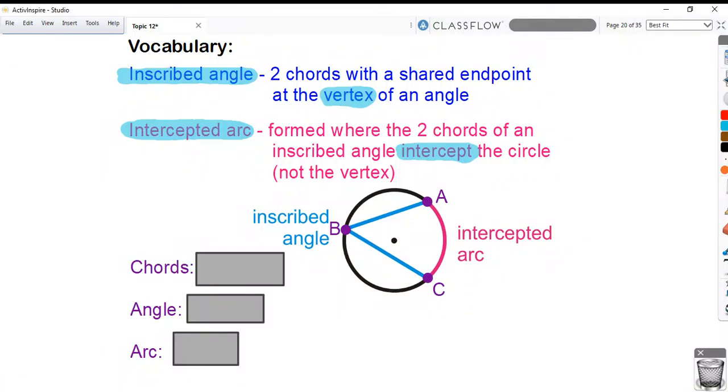Hello again, everybody. We're looking right now at some Topic 12 notes yet again. We start off with a couple of vocabulary terms that are going to end up being very important as we look at today's notes. Okay?